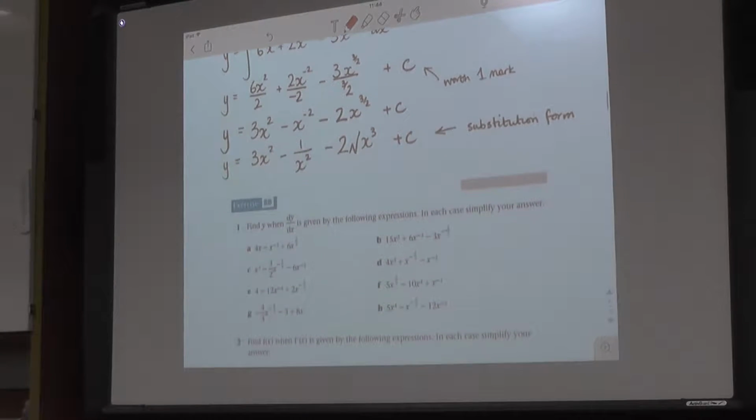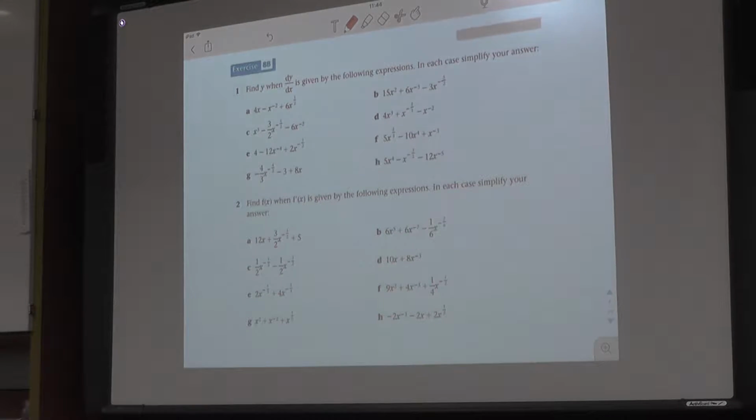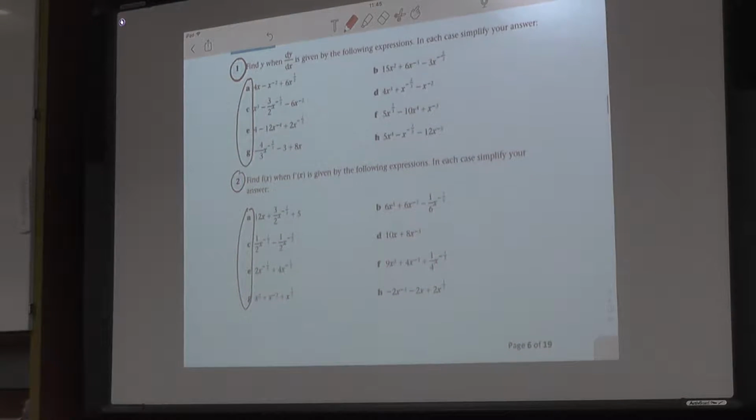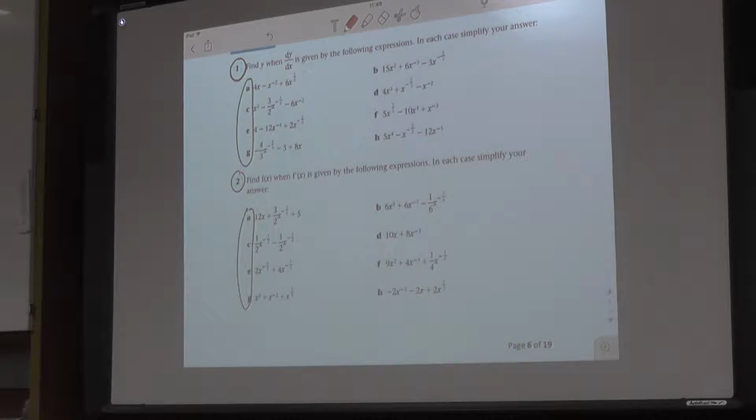Okay, what I'd like you to do then is on exercise 8b, we'll do question 1, the first column. That's the absolute bare minimum. And then on question 2, we'll do the first column as well. Okay? We'll give you about 5-10 minutes. Remember to write the integration sign as well, please, everybody.